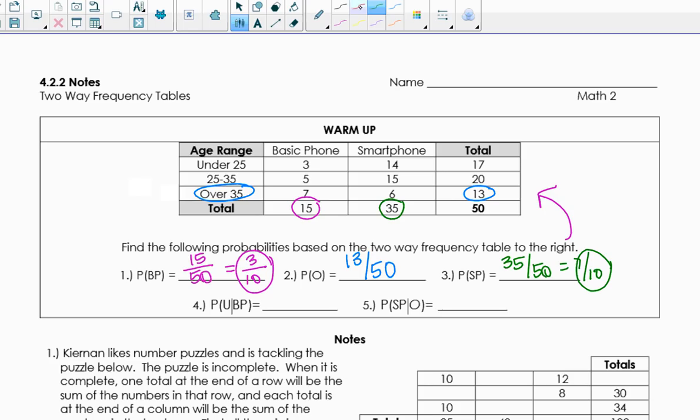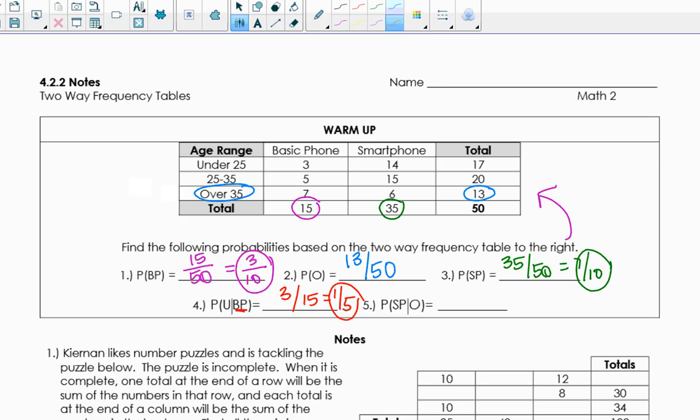All right, now a quick review of our conditionals. So the probability of being under 25 given that you have a basic phone. Well, remember you guys, this is your sample space. So you're looking out of the 15 people who have a basic phone, how many are under 25? And that's 3. So 1/5 is your probability there.